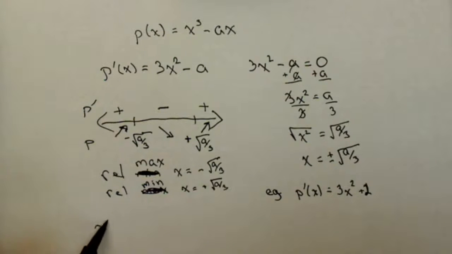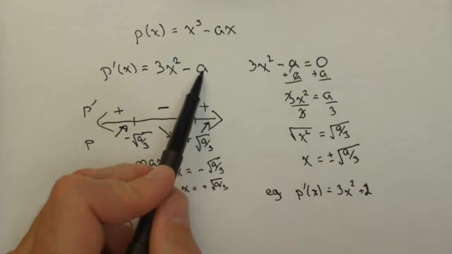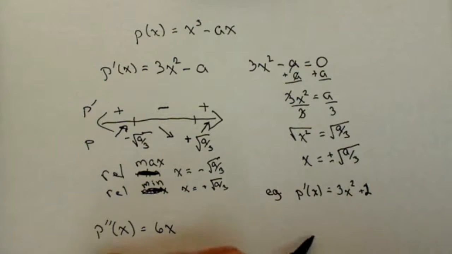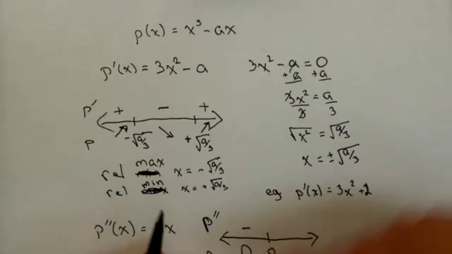Lastly, let's examine the concavity by looking at the second derivative. So we have just 6x, the derivative of 3x squared is 6x. a is just a constant, its derivative is 0. The sign chart here is very easy to make. We have a critical point of our second derivative at 0. And if x is less than 0, if it's negative, this will be negative. So this is for our second derivative. That means our function will be concave down from negative infinity to 0.